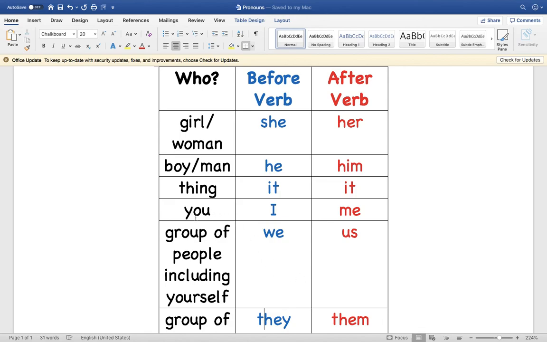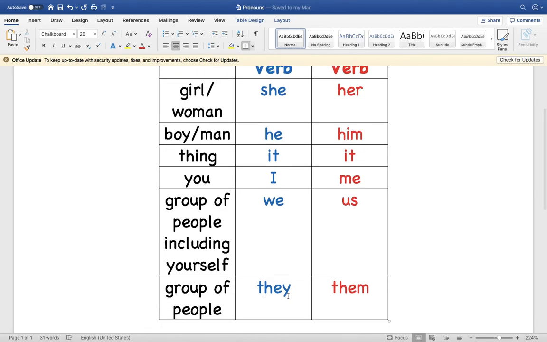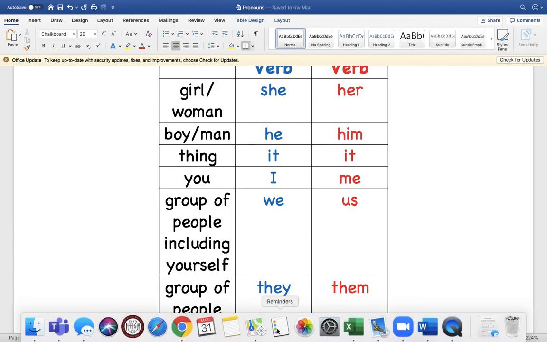If you're speaking about yourself, then before the verb, you would say I, and after the verb, you would say me. If you're talking about a group of people that includes yourself, before a verb, it's we, after a verb, it's us. And if you're talking about a group of people that does not include yourself, before the verb, it's they, after the verb, it's them.